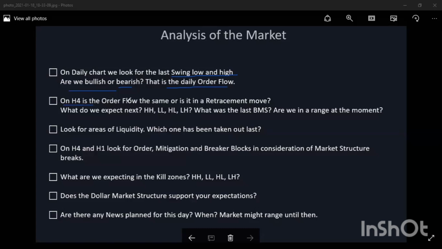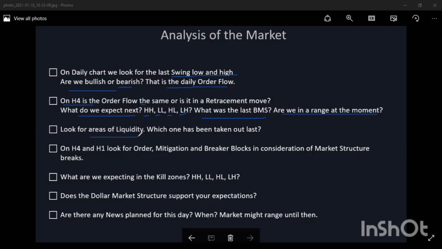Then go to the H4. On H4, is the order flow the same, or is it in a retracement move? Just like I told you just before. That's what I was showing you. What do you expect next? Do you expect a higher high, a lower low, a higher low, or lower high? The key also is what was the last BMS on 4 hour, 1 hour? What was the last BMS? Are we in a range at the moment?